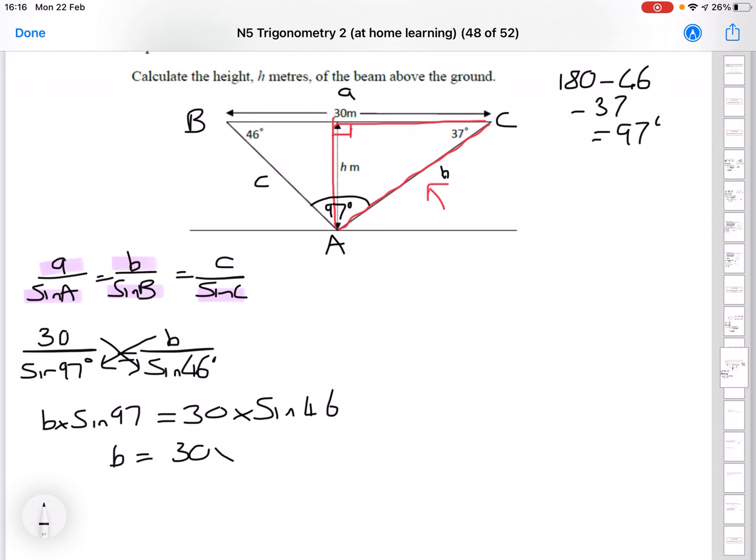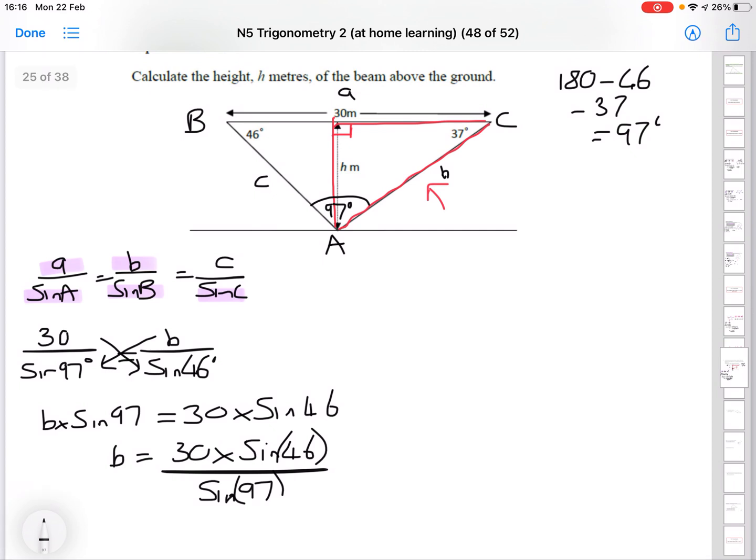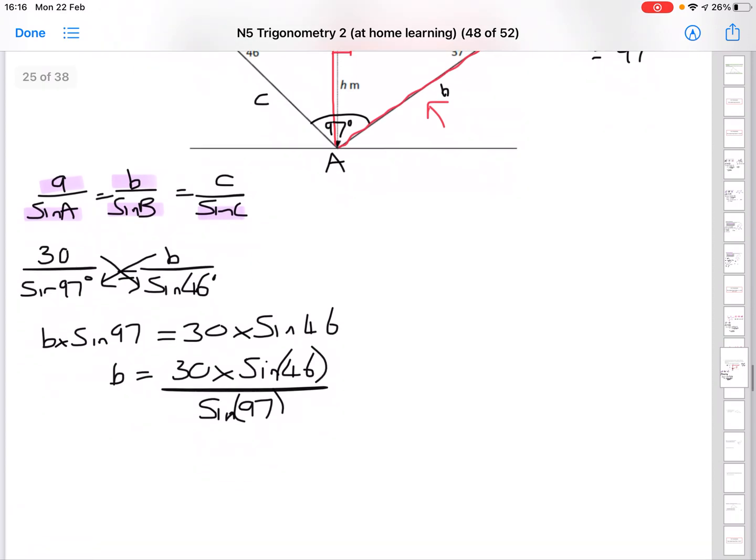So 30 times sine 46 divided by sine 97. Remember in your calculator to close off those angles just so that it does the calculation correctly. So for side B, we're going to get an answer here of 21 point... I'm going to round it to one decimal place, so 21.7 metres.